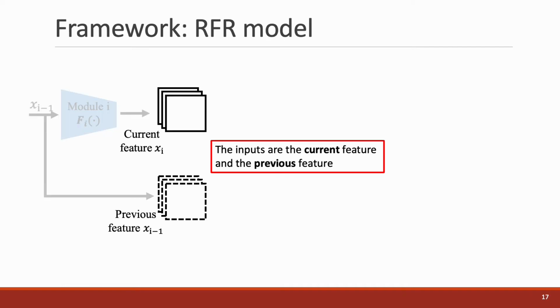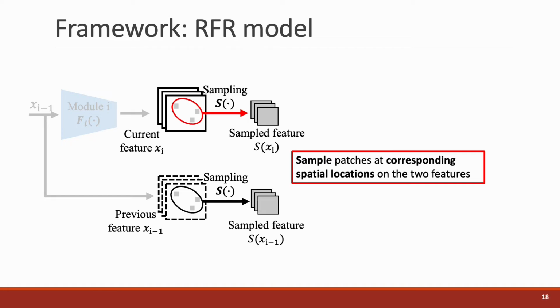Let's look into the structure of the IFR model. Its inputs are the current feature and the previous feature. As the entire whole slide image is pretty large, we cannot reconstruct the whole slide at the same time. We only reconstruct features instead to reduce memory consumption.